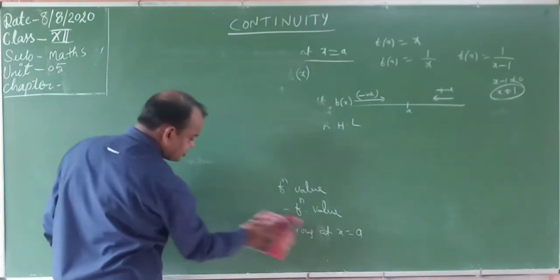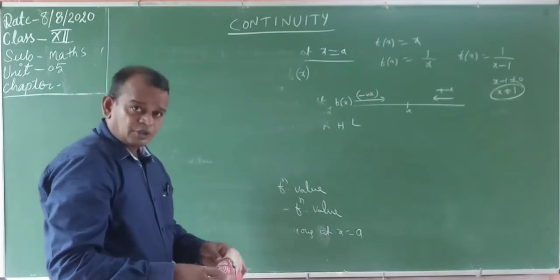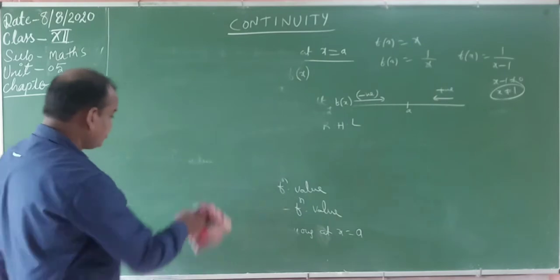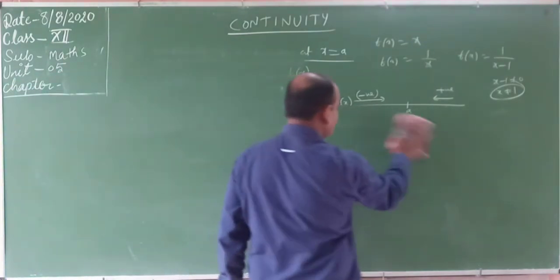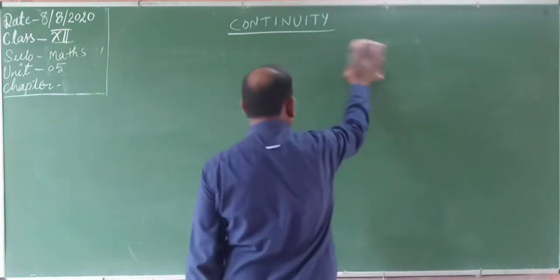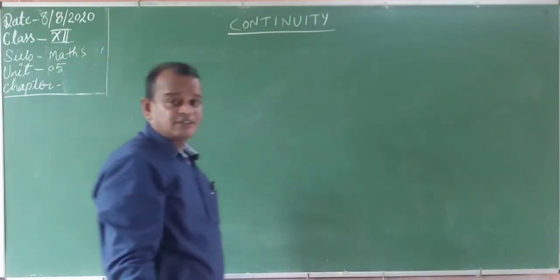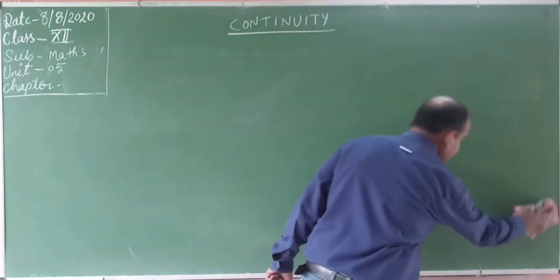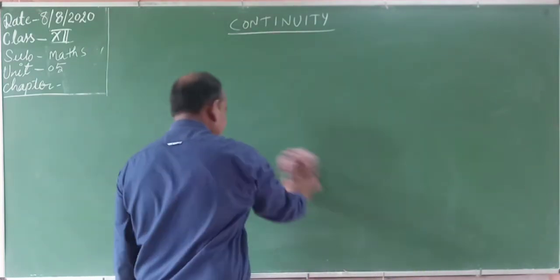Mod x is continuous, 100%. F of x is equal to 1 by x is continuous on R minus 0. The discontinuity point is 0, that's why you subtract 0. Now f of x is equal to 1 by x minus 1 is continuous on R minus 1, and discontinuous at x is equal to 1. Understood or not? That's why we remember that.